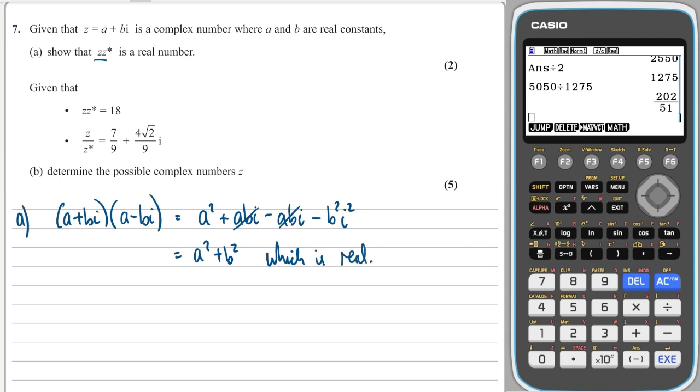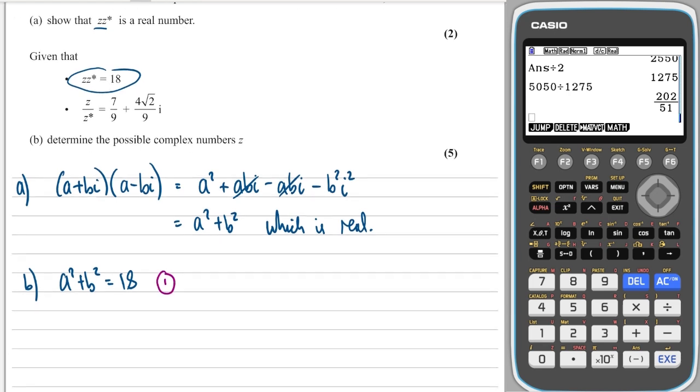Okay, great. Right, next part is a bit more tricky. There's lots of different ways of doing this. I'm just going to show you what I think is the most efficient way. So first off, we know that that's equal to 18. We've also shown that's equal to a squared plus b squared. So we can say that a squared plus b squared is equal to 18. Okay, that's our first equation formed.